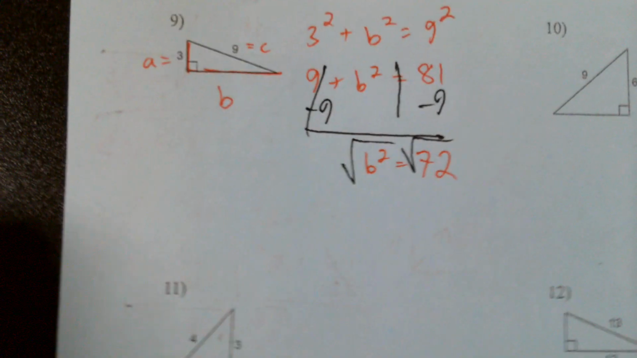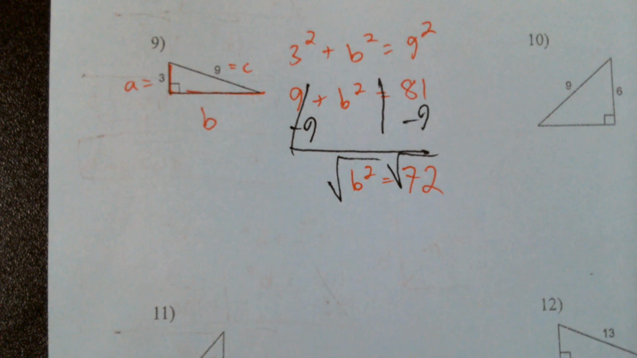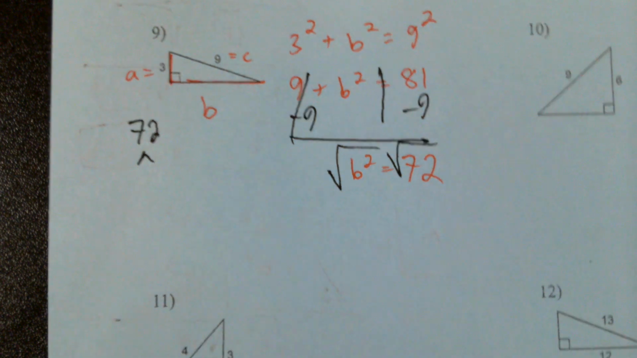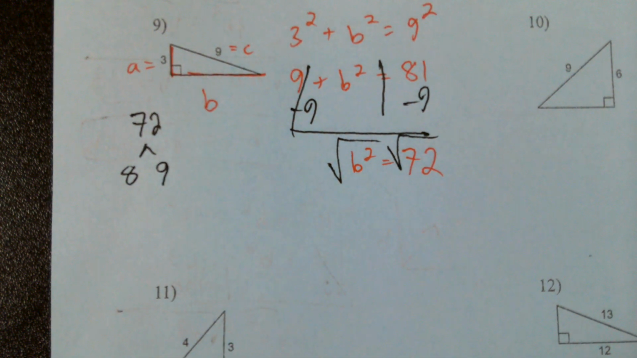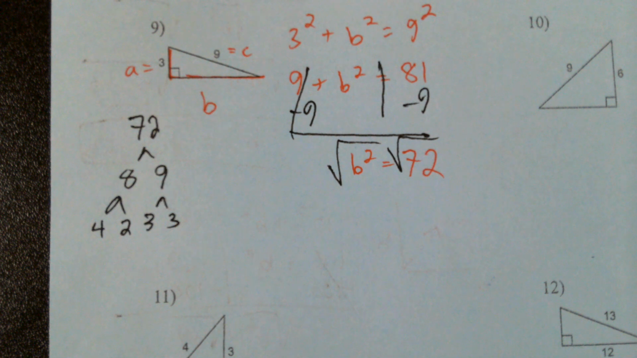72, I know that one can be split up, but I'm not sure exactly what my factors are going to be, so I'm going to do a factor tree here. Now, what two numbers multiply to give us 72? If we think back to our multiplication charts, we know that 72, that's just 8 times 9. We can break 9 up into 3 times 3, and we can break up 8 into 2 times 4.